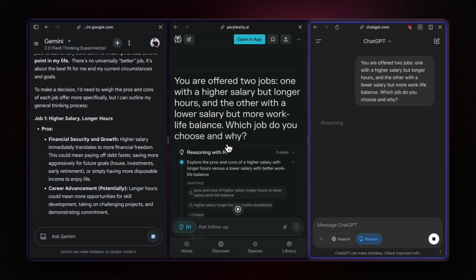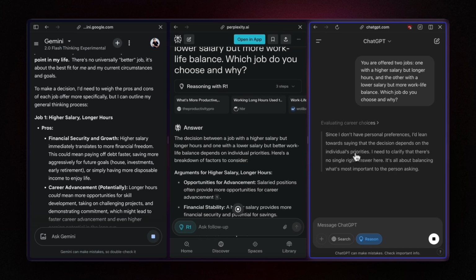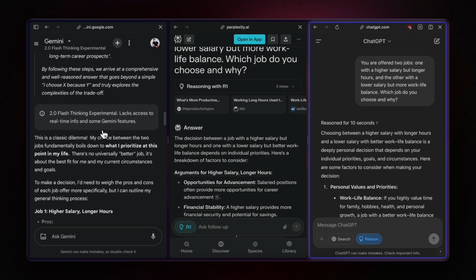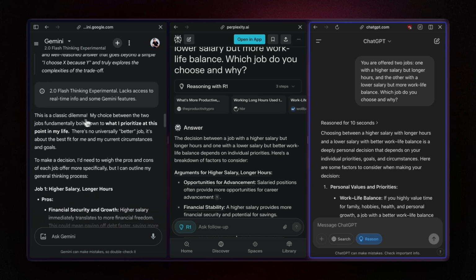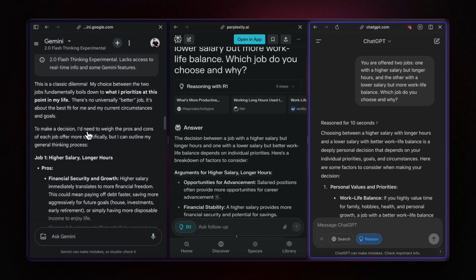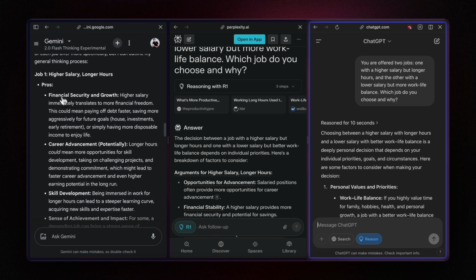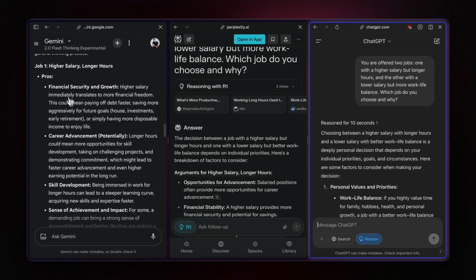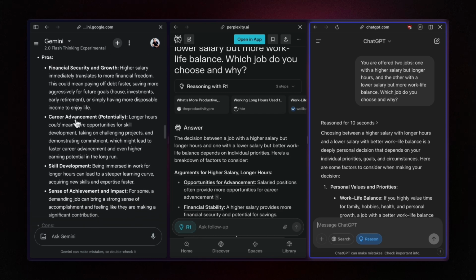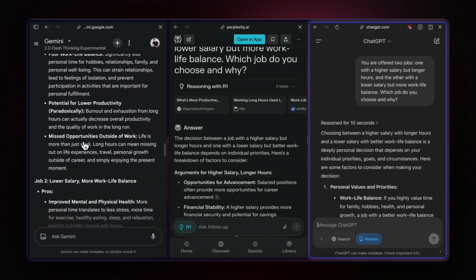So every model is thinking, and DeepSeek is looking for pros and cons, evaluating career choices, weighing job choices, 10 seconds. And Gemini is showing it's a classic dilemma. My choice between the two jobs fundamentally boils down to what I prioritize at this point in my life. Okay, so it's not saying which one is better or worse, but it's giving me the pros and cons of both. So job one, higher salary, longer hours. Pros are you have financial security, career advancement, skill development, and cons could be burnout, health risk, poor work-life balance, all of that.